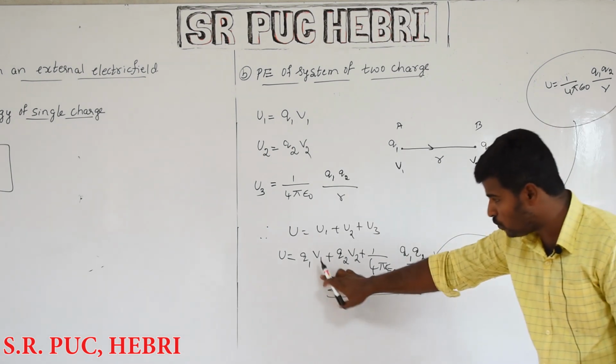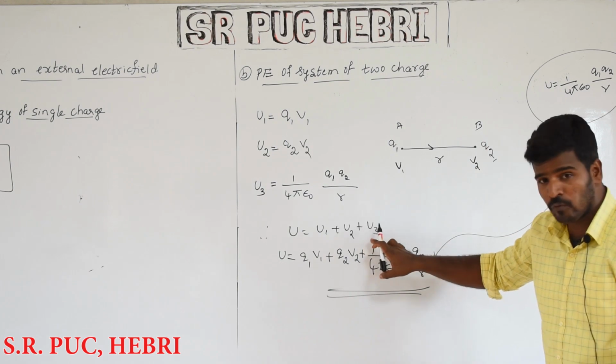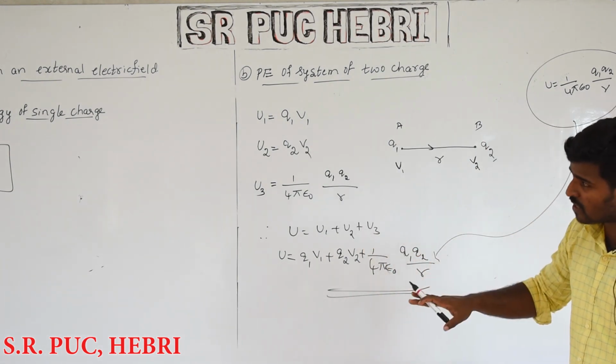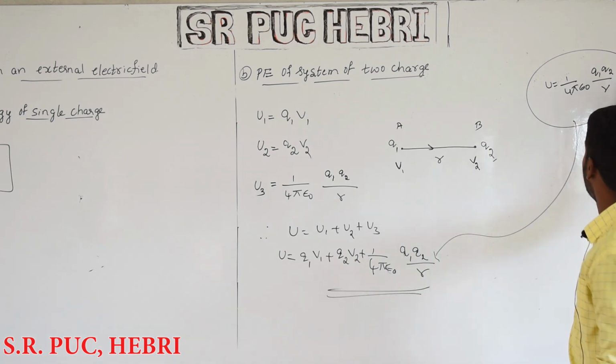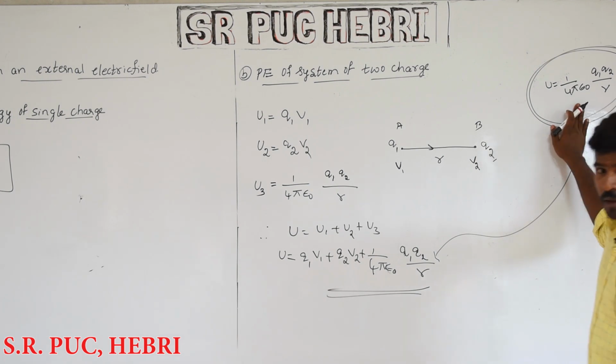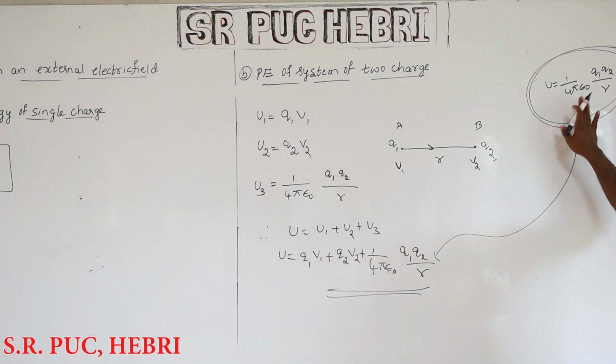U is equal to Q1 V1 plus Q2 V2 plus 1 by 4 pi epsilon naught Q1 Q2 divided by R. That is the difference in the presence of electric field and in the absence of electric field. In the absence of electric field, the expression will be like this. Very important 3-mark question. Potential energy of system of two charges in the absence of electric field.